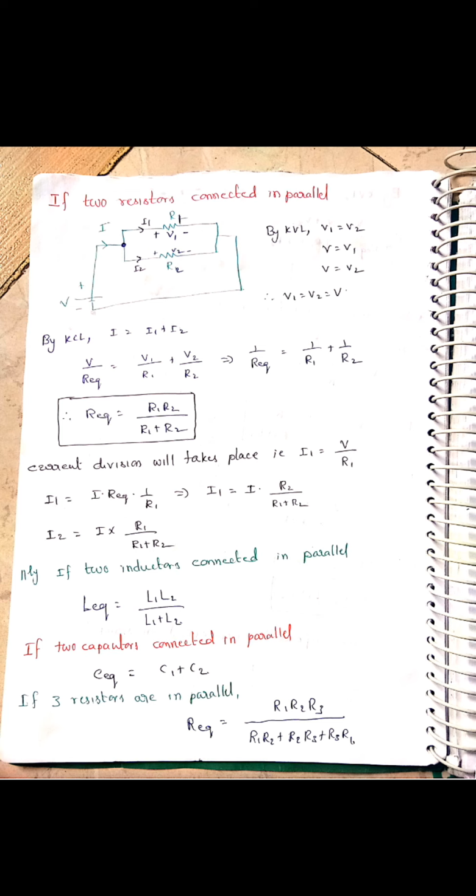Similarly, if two inductors are connected in parallel, we can calculate total inductance by using the formula L1 L2 by L1 plus L2. Similarly, if two capacitors are connected in parallel, C equivalent is equal to C1 plus C2. Next, if three resistors are connected in parallel, we can calculate R equivalent by using the formula R1 R2 R3 by R1 R2 plus R2 R3 plus R3 R1.